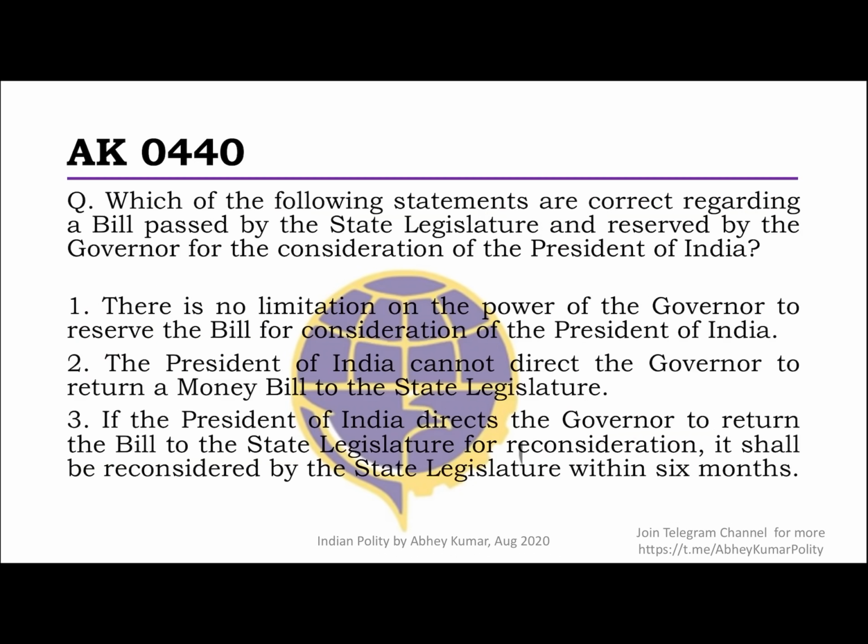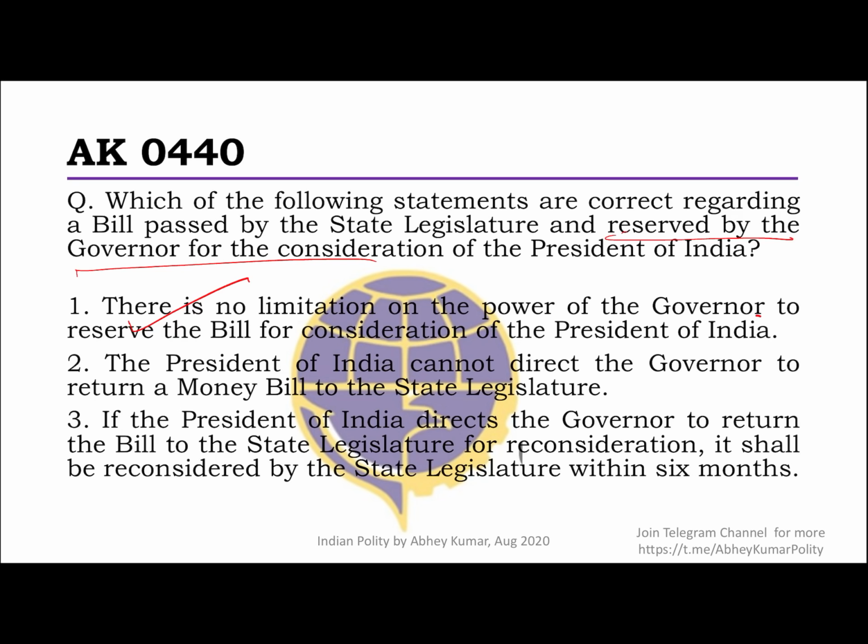Okay, so we are at the last question of this video today. Which of the following statements are correct regarding a bill passed by the State Legislature and reserved by the Governor for the consideration of President of India? Okay, there is no limitation on the power of the governor. Yes, absolutely correct. Governor can reserve any bill. In a way, if you think, there are some kind of guidelines. I mean, they are not really a limitation as such on reservation, but they are limitation in a way on the powers of the governor.